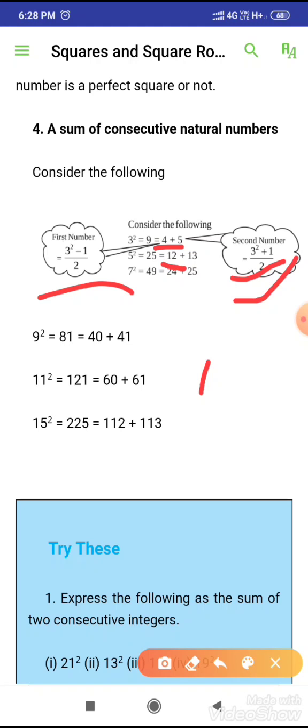Similarly, you have 7 square. 7 square is 49. For finding the first number, we apply the formula (7 square minus 1) divided by 2. 7 square is 49, 49 minus 1 is 48, and 48 divided by 2 is 24. So the first number is 24. For the second number, you can directly write the next number after 24, or you can find it by applying the formula.